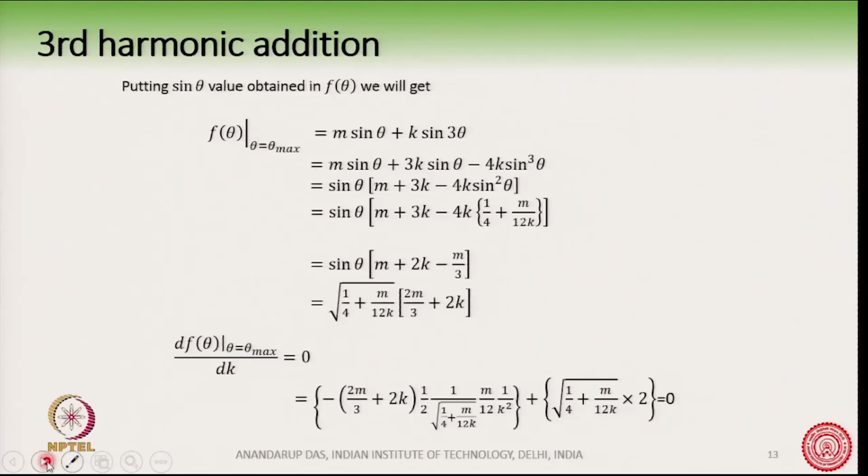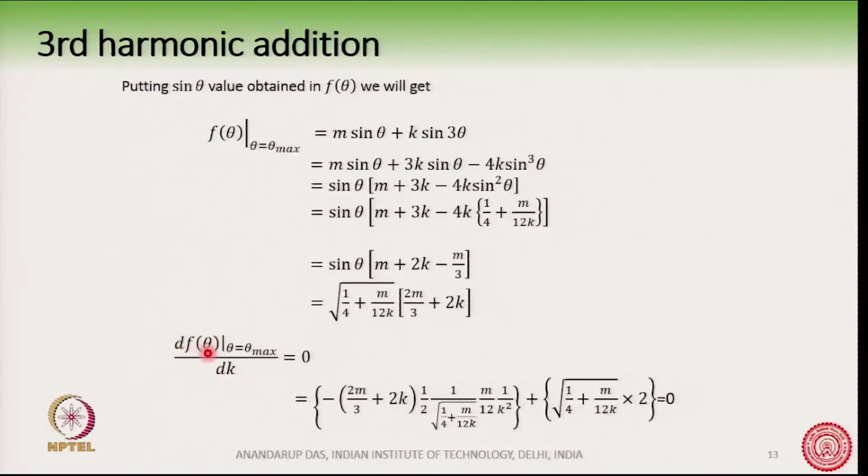We will put it back at theta equal to maximum, the value of f theta, which is m sin theta plus k sin 3 theta, and expanding we get something like this here. We have already obtained the value of sin theta at theta equal to maximum earlier, and we substitute that value of sin theta here. So, we get this expression. Now, this expression we will differentiate once more to find out what value of k will maximize this.